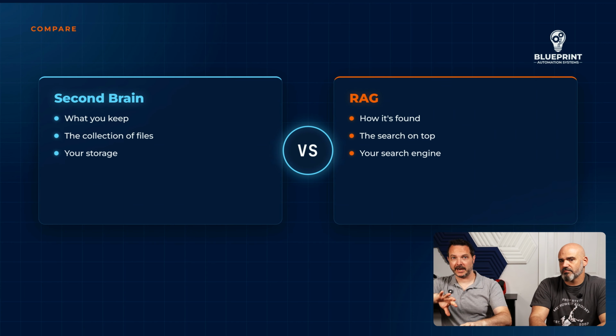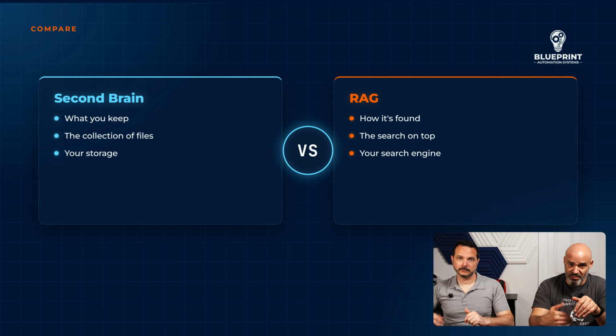It's what you decided is worth writing down, how it's organized, how things are named, and what links to what. The RAG is how a machine finds the right slice of all of that at the moment somebody asks a question. It's the search engine. It's your Google search on top of your second brain, not the collection of stuff. So it's important to understand the second brain is your storage, and the RAG is the machine that lets you search that storage.